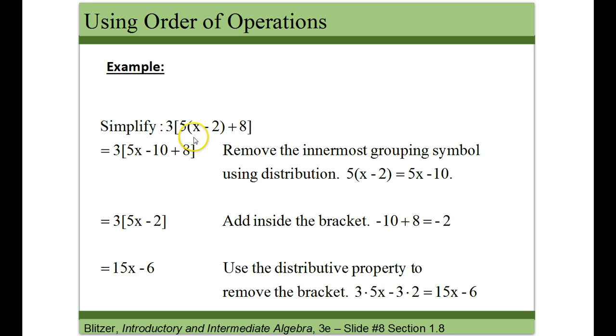5 times x minus 2. So that's the distributive property, which says 5 times x, which is 5x, 5 times minus 2, which is minus 10. And now we're ready to perform the next operations inside of the brackets.